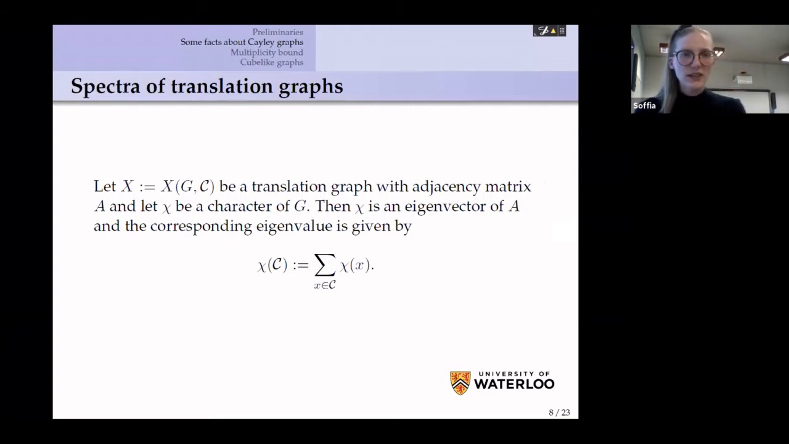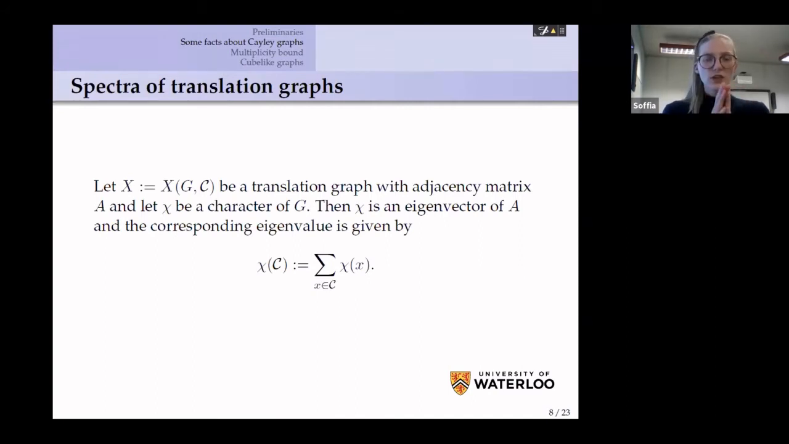So let's talk about some nice properties of Cayley graphs and translation graphs, actually, in particular. If X is a translation graph of a group G with the connection set C, then the characters of G are the eigenvectors of the adjacency matrix of X, and the eigenvalue corresponding to an eigenvector chi is what we call chi of C, which is just the sum of the values of the characters over the connection set.